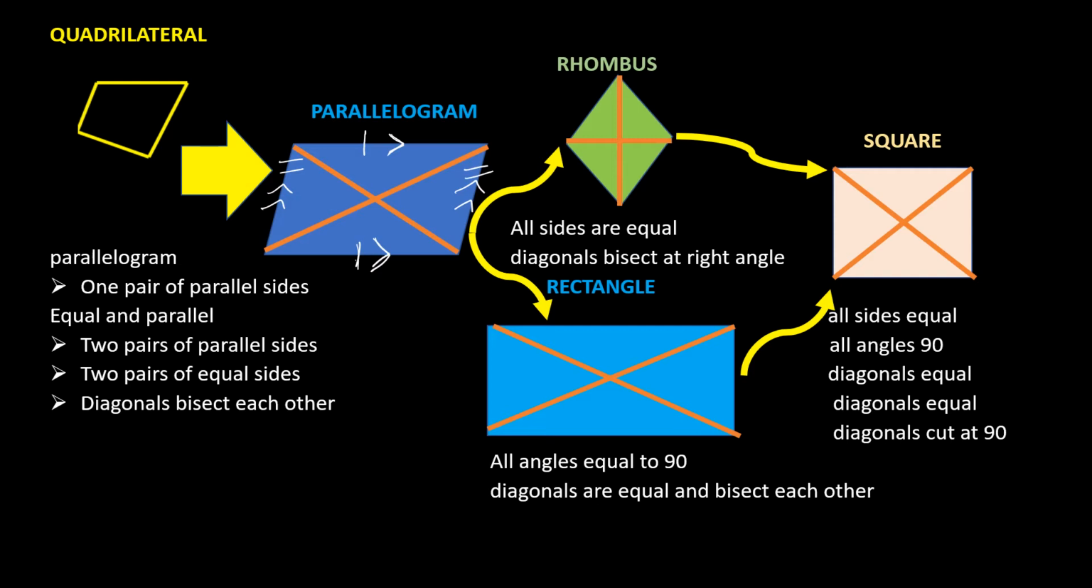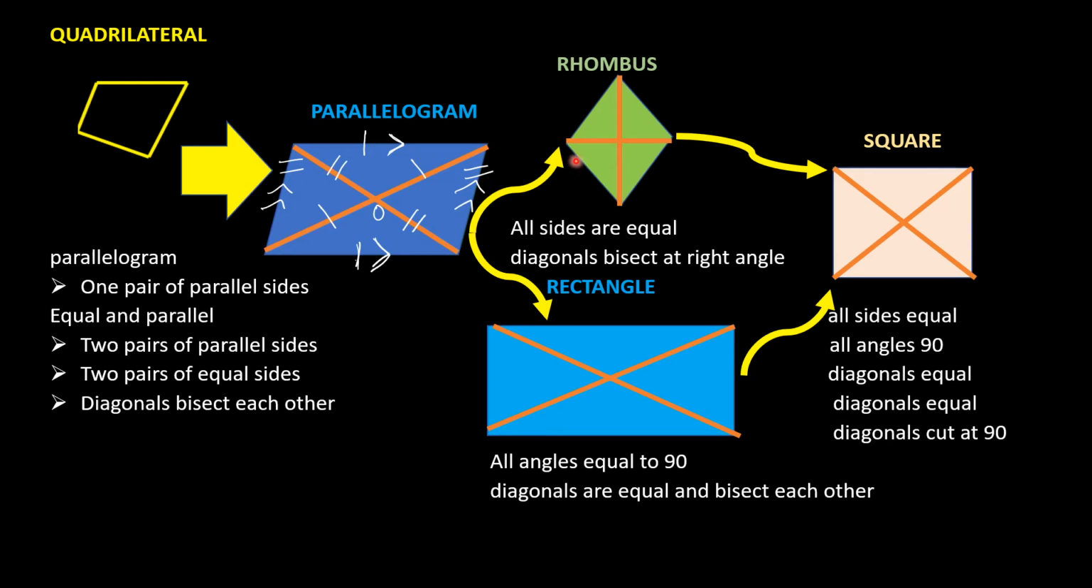Or the diagonals bisect each other. Here you see this is O. If you prove that this is equal to this and this is equal to this, then that is a parallelogram. So you have to prove like this to show it is a parallelogram. Now after that, you have to prove it is either a rhombus or a rectangle.